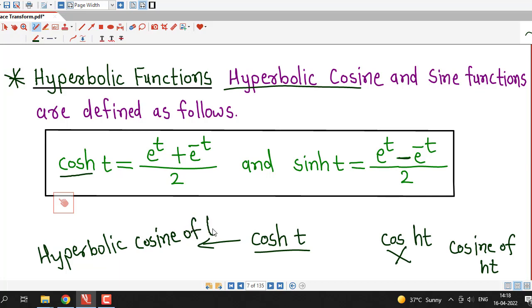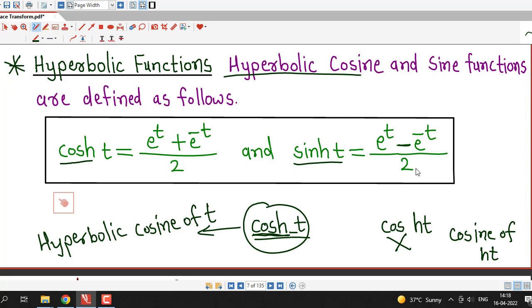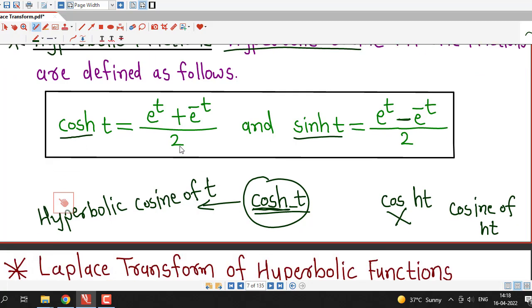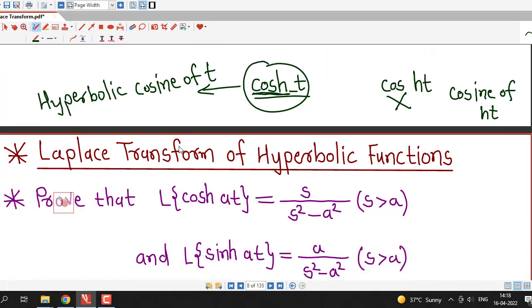So be careful, whenever we are using hyperbolic cosine, we will write cosh, no space between these letters, then one space and then t. So this denotes hyperbolic cosine of t and is given by e raised to t plus e raised to minus t divided by 2. Similarly, sine hyperbolic t is given by e raised to t minus e raised to minus t divided by 2. And we can find out Laplace transform of these two hyperbolic functions using linearity property.